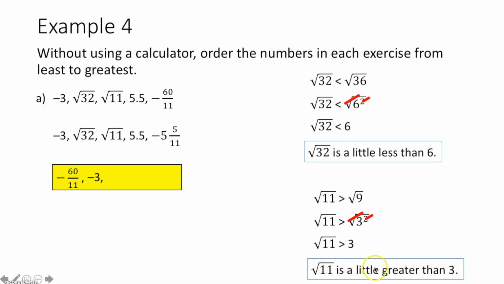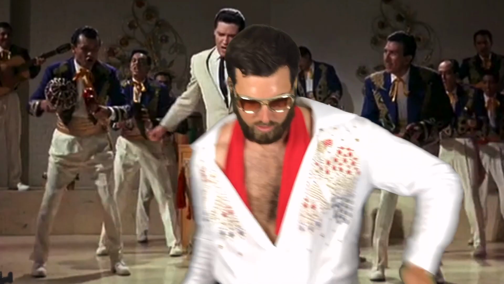The number that is a little bit greater than 3, that would be rad 11. Then it's going to be this 5.5 right here. And lastly, rad 32, which is a little bit less than 6, we put here. And we're done.